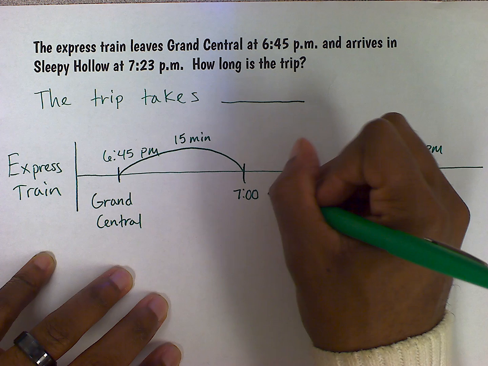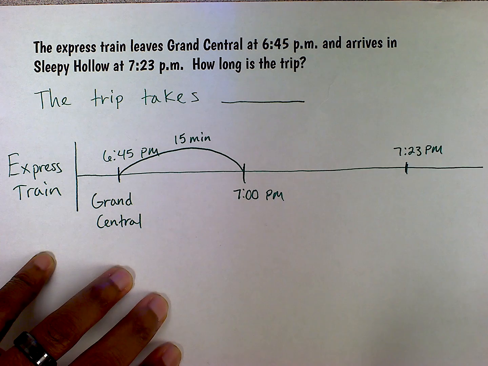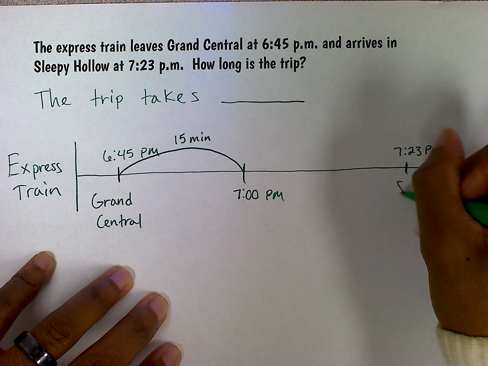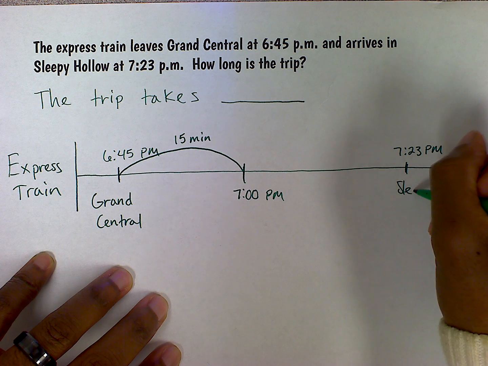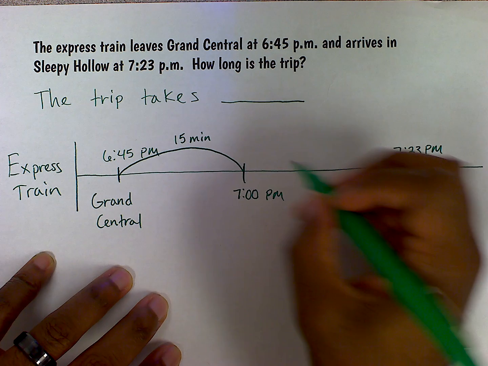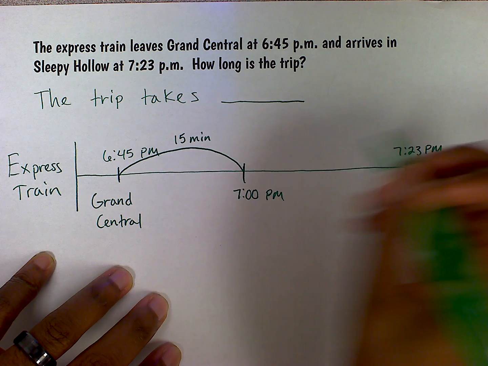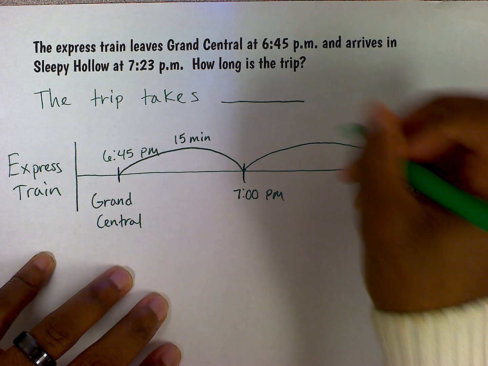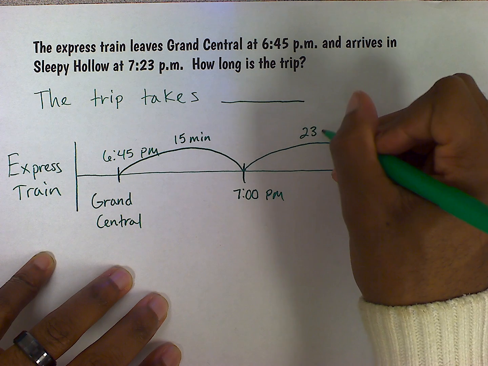And Mr. Evans has been forgetting his PMs. I need to go ahead and make sure I go back and clean that up. Don't want to have any confusion here. So getting to Sleepy Hollow. And we just talked about from 7 o'clock to 7:23. That is a jump of 23 minutes that takes place.